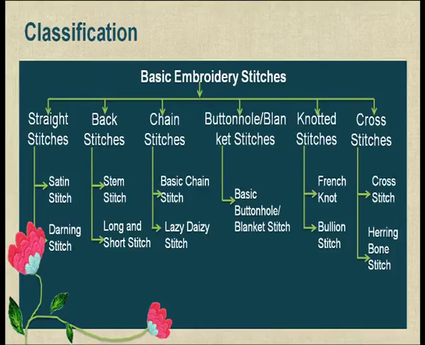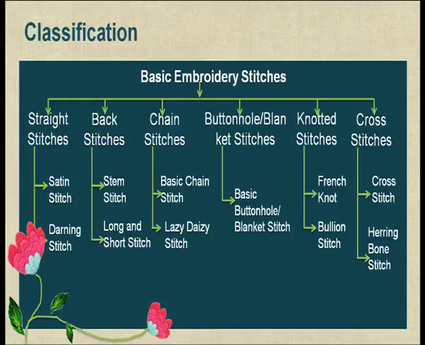We have straight stitches, we have back stitches, we have chain stitches, buttonhole or blanket stitches, cross stitch and knotted stitches. So just look at this chart, which includes all the stitches which are categorized under basic embroidery stitches. We have straight stitches, under that there is satin and darning stitch. Back stitches include stem stitch and long and short stitch. Chain stitch includes basic chain stitch and lazy daisy stitch.